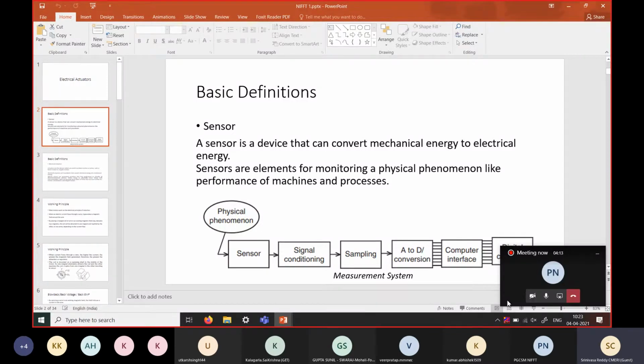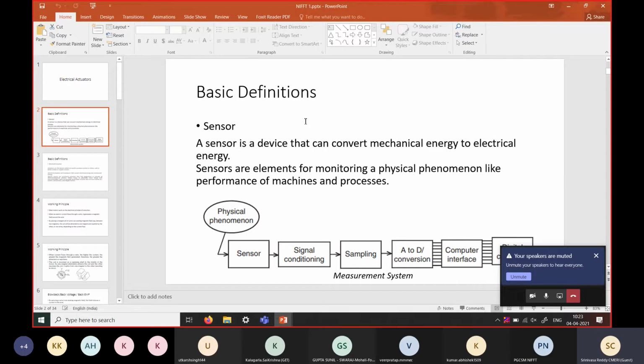Okay, today we'll see some of the basic concepts of the electrical actuators. So before going to the actuators, let us see what are the transducers. A transducer is a device which will convert one form of energy into another form of energy. So sensors and actuators are some kind of transducers. Here a sensor is a device that can convert mechanical energy into electrical energy.